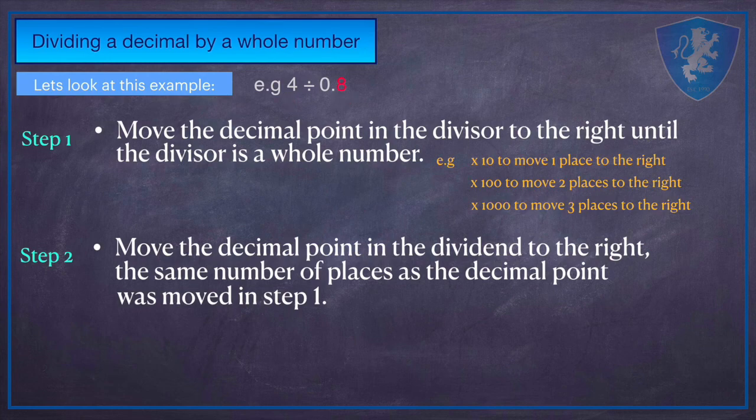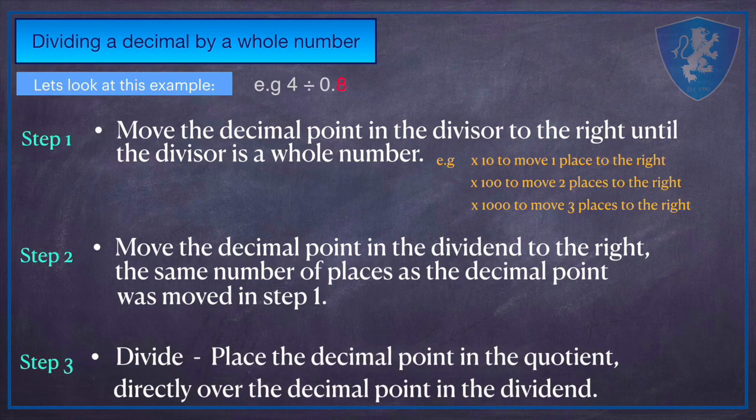So that's also important. And your third step is to divide, as you would normally do. And this second part is you place the decimal point in the quotient directly over the decimal point in the dividend. And this will become quite evident once I show you a couple of examples.